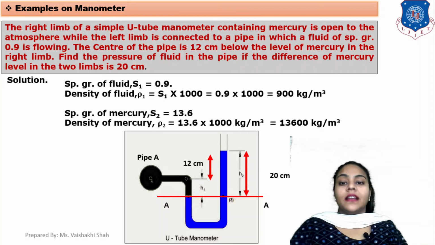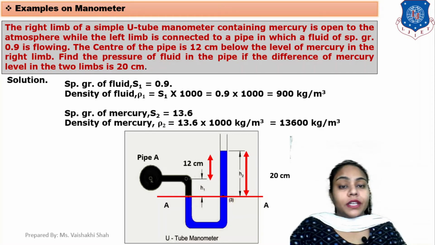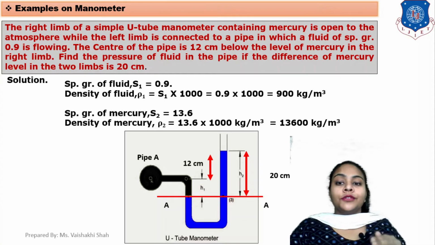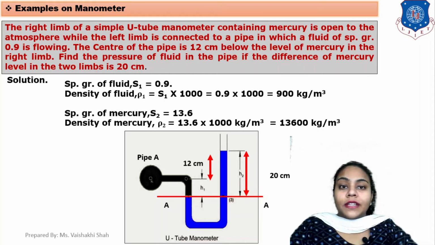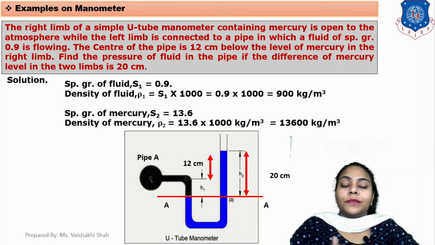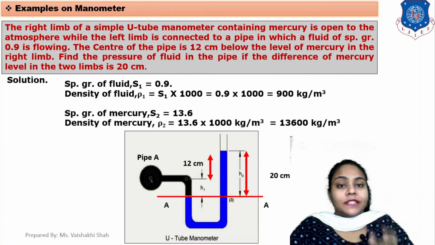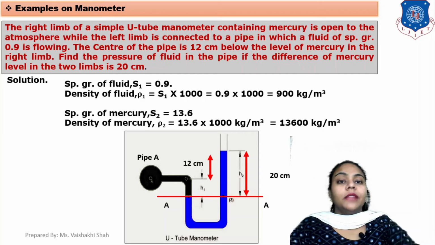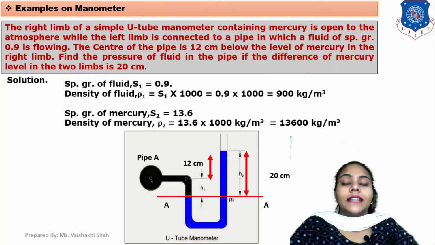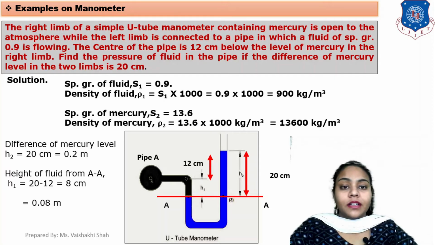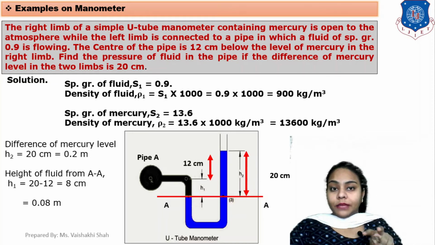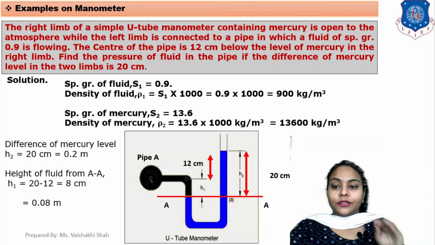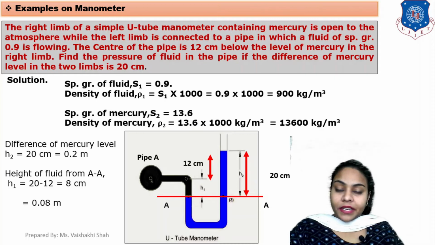Second, as we know, the specific gravity of mercury is 13.6. So the density of mercury, that is rho 2, is specific gravity into 1000, 13.6 into 1000, that is 13,600 kg per meter cube. Now, as per your diagram, the difference of mercury level in the two limbs is H2. Here H2 is 20 centimeter, given to you.